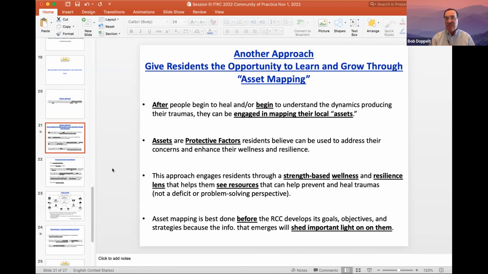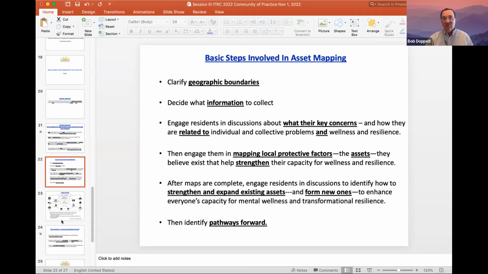And I don't have time to get into this now, but it is in the document that was sent out. You help them identify the protective factors that they think exist in their community, and then you figure out how can those be strengthened? How can you add more? And in here you'll see the slides later.